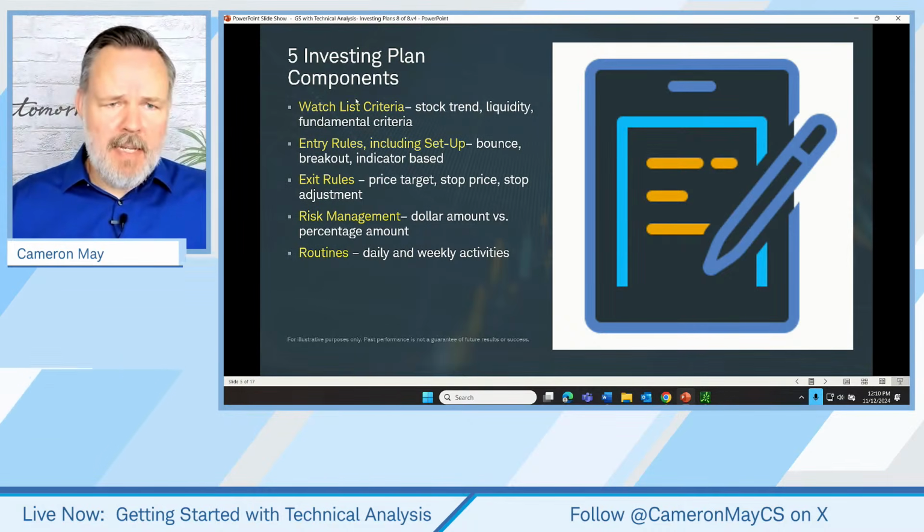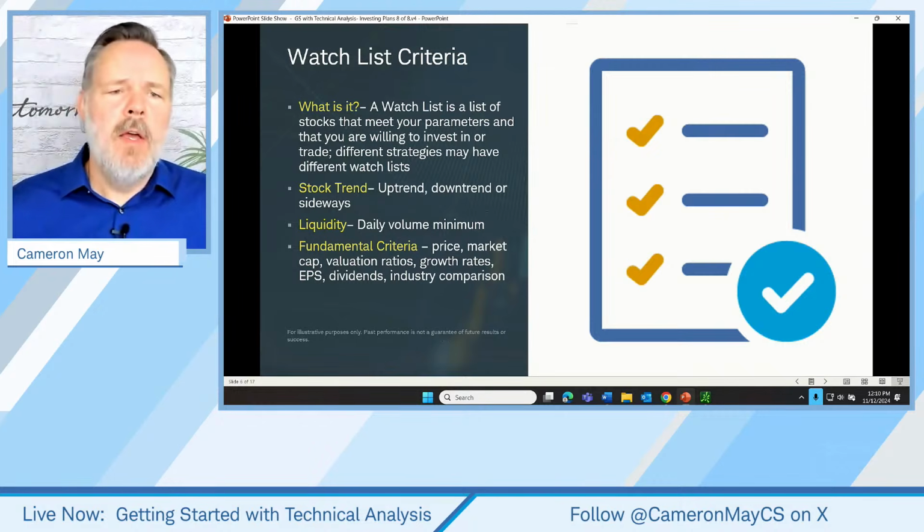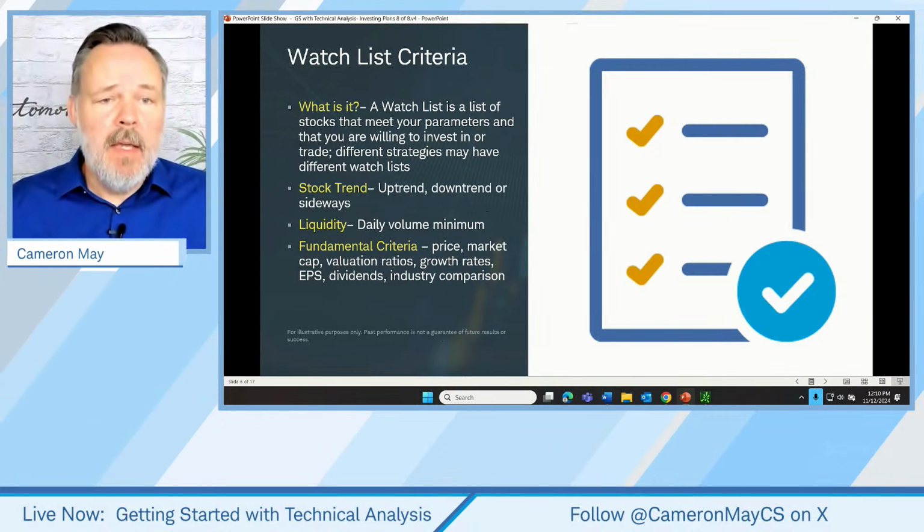So let's break down each one of these one at a time. We're going to start with the watch list criteria. So watch list criteria, what is it? Well, a watch list is a list of stocks that meet your parameters and that you're willing to invest in or trade if they generate an entry signal.